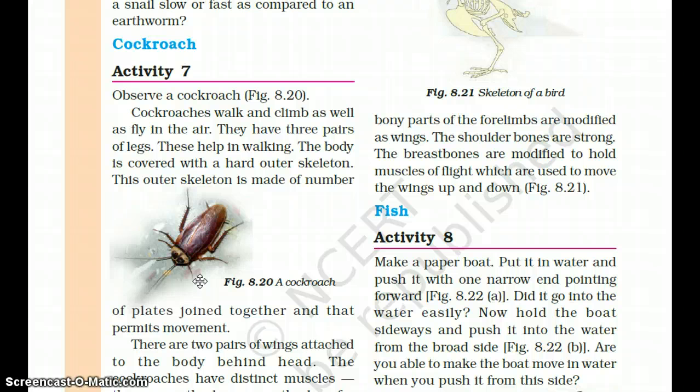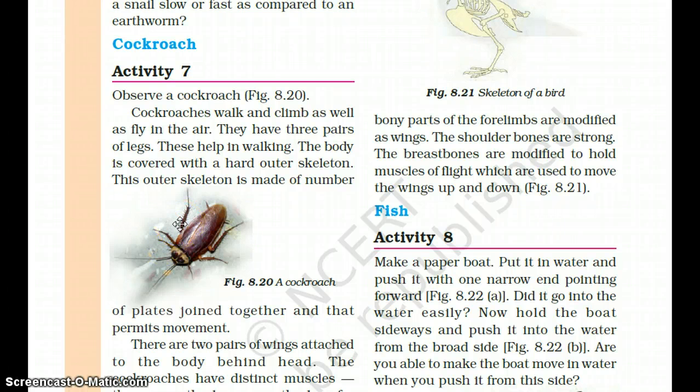Now let us move to the movement or locomotion in cockroach, or gait in cockroach. So cockroach have three pair of legs. They have three pair of jointed legs which help them in walking. A cockroach can walk, it can climb, it can fly also. So for walking they have three pair of jointed legs, and they have two pair of wings which help them to fly. You can see there are three pair of legs.